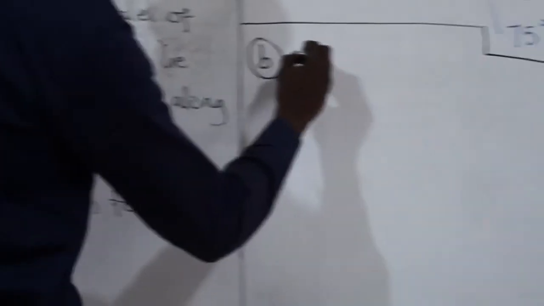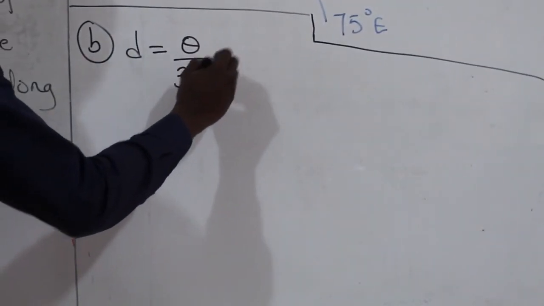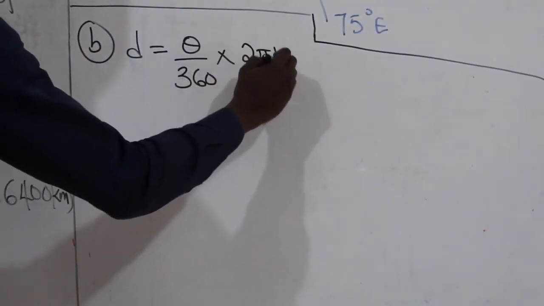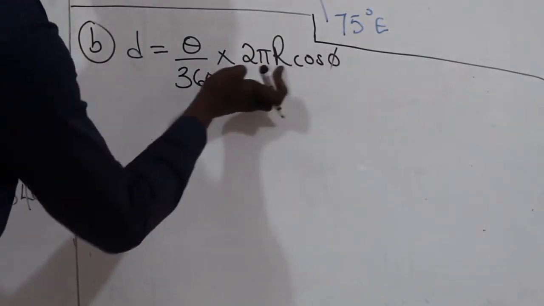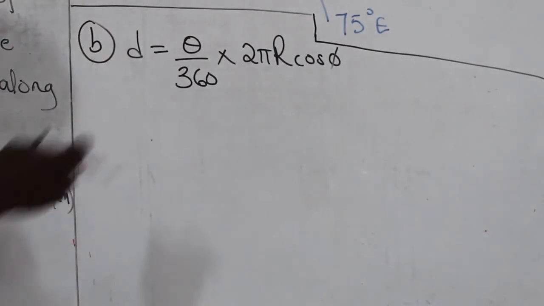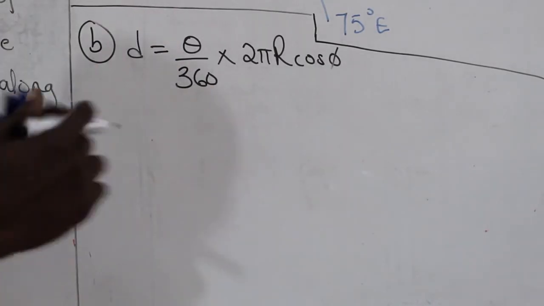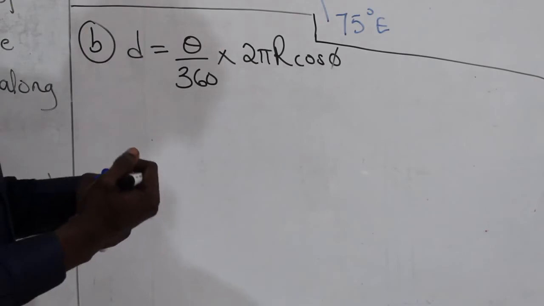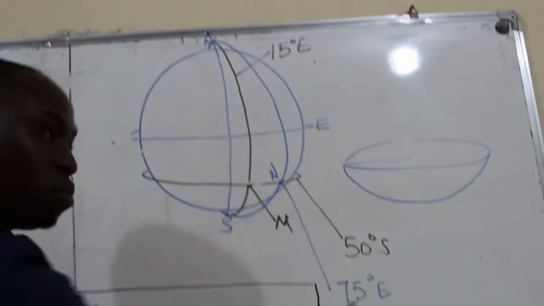So the distance of that portion of the Earth is given by D being equal to theta over 360 times 2 pi r cos phi. We've used this before, and that's the importance of getting the radius of that portion of the Earth. Theta here represents the angle between these 2 points, and the angle between these 2 points can be gotten from the 15 degrees east and the 75 degrees east.